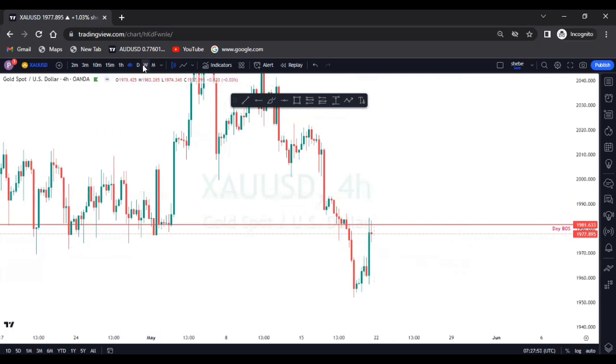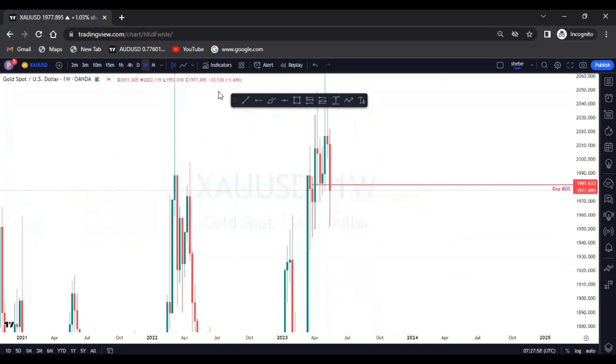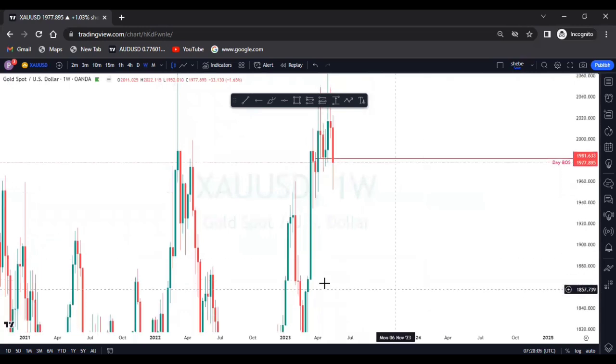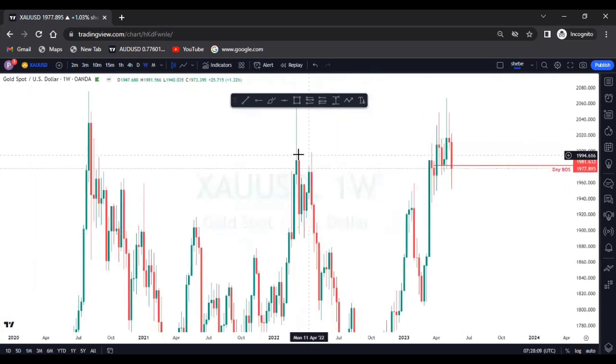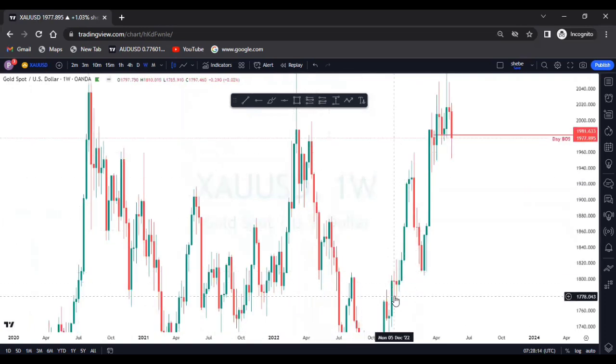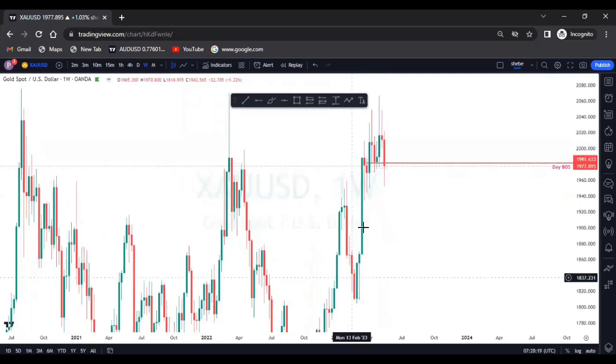Now, that being said, we have seen a daily break of structure. Also, we have seen a weekly break of structure. So we are just waiting. Not only that, if you look here, this trend was broken, and the price has made an impulsive move. So this break indicates that we are leaving the impulsive move and entering the correction move.